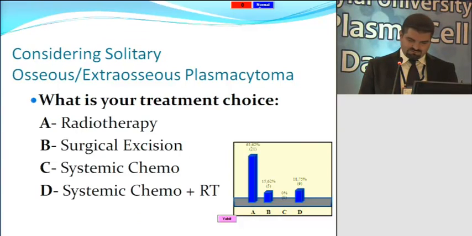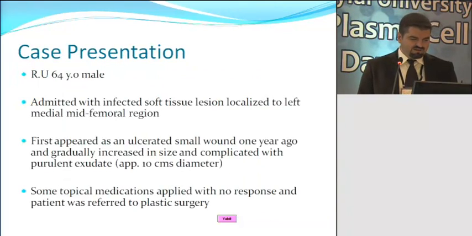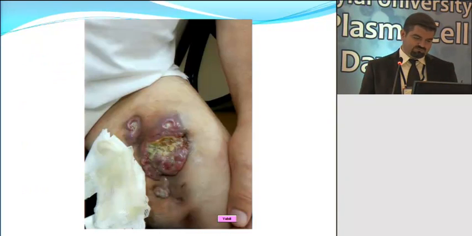65% with radiotherapy, 15% with surgical excision, and 18% with systemic chemo and radiotherapy. This is a 64-year-old male case admitted with infected soft tissue lesion localized to left medial mid-femoral region. First appeared as an ulcerated small wound 1 year ago and gradually increased in size and complicated with purulent exudate, approximately 10 centimeters diameter. Some topical medications applied with no response, and patient was referred to plastic surgery. And this is the lesion, as you see.